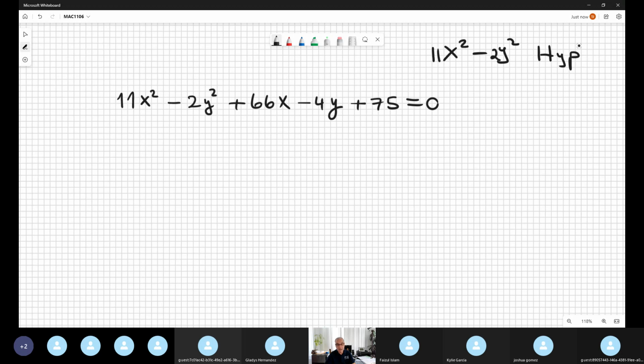I need to express it in standard form because I want to see this hyperbola more clearly, no? So I see that this is x, and this is x, and this is y, and this is y.